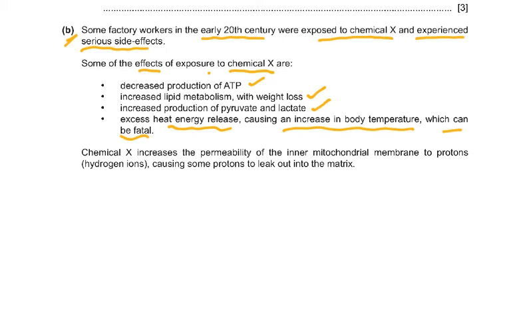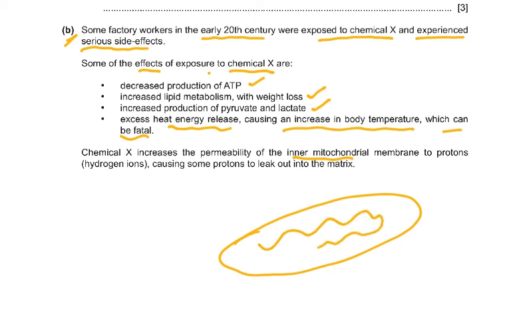Chemical X increases the permeability of the inner mitochondrial membrane. So this is the mitochondria. This is the inner mitochondrial membrane. So it increases the permeability of the inner mitochondrial membrane to protons, which is hydrogen ions. So the hydrogen ions would pass back into the matrix and they would not pass through the ATP synthase. Normally you have ATP synthase here, and the hydrogen ions should pass through the ATP synthase and ATP should be made. But what if the hydrogen ions are just coming back into the matrix without passing through the ATP synthase, so there won't be any ATP being made.